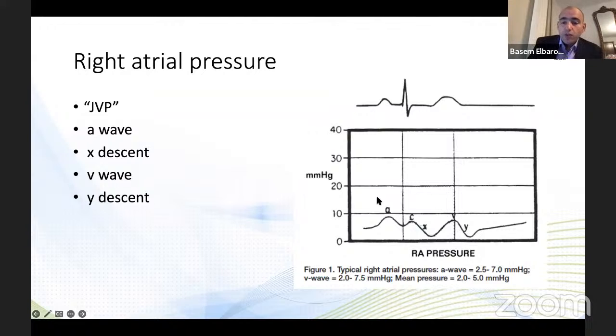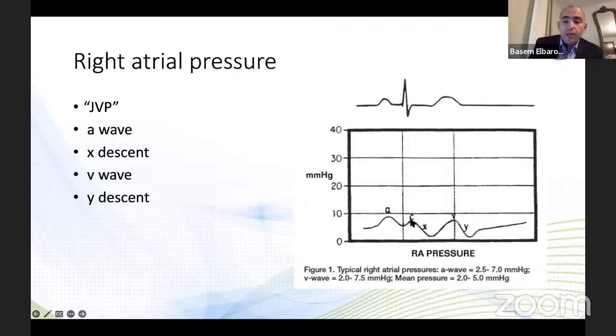descent. So again, the A wave happens with atrial contraction, and then at the end of the atrial contraction, the pressure starts dropping because it's been emptied, and then the tricuspid valve closes and the atrium relaxes. The X descent happens. While blood is coming back into the right atrium, the pressure starts building up again, and you get a V wave for volume. And then once the tricuspid valve opens at the beginning of diastole, there is a Y descent where the pressure drops down.